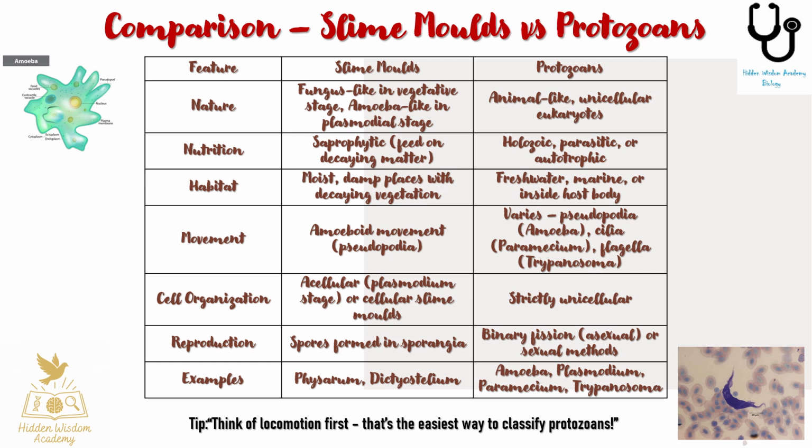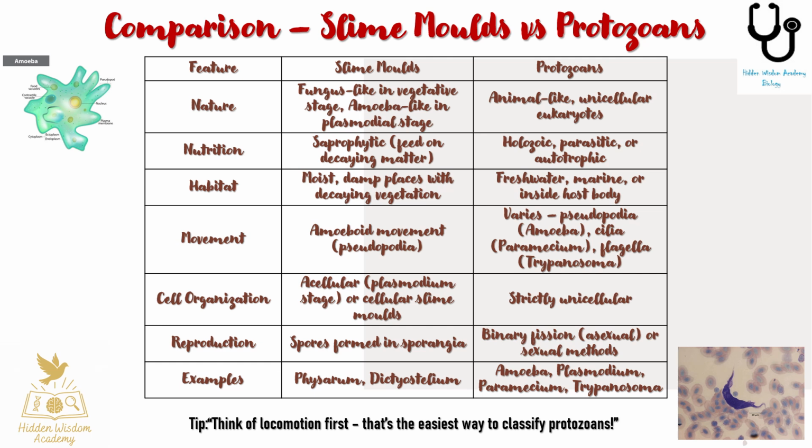In structure, slime molds are acellular in their vegetative stage, forming a mass without clear cell boundaries. Protozoans are unicellular eukaryotes with a definite cell structure. For nutrition, slime molds feed on decaying matter, bacteria, and spores, showing saprophytic or phagocytic nutrition. Protozoans mostly show holozoic or parasitic nutrition. For example, amoeba engulfs food, while Plasmodium lives as a parasite. In terms of movement, slime molds creep slowly over decaying material, while protozoans move using pseudopodia, cilia, or flagella.